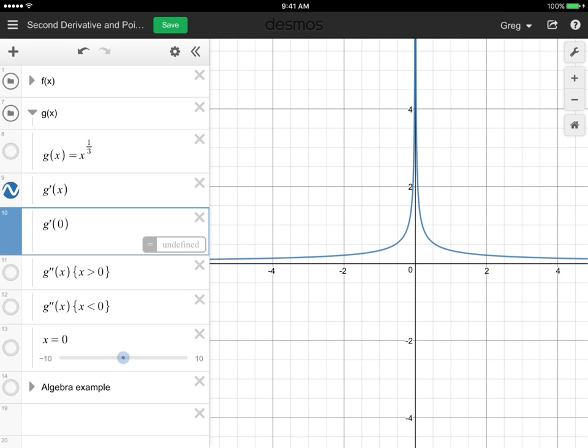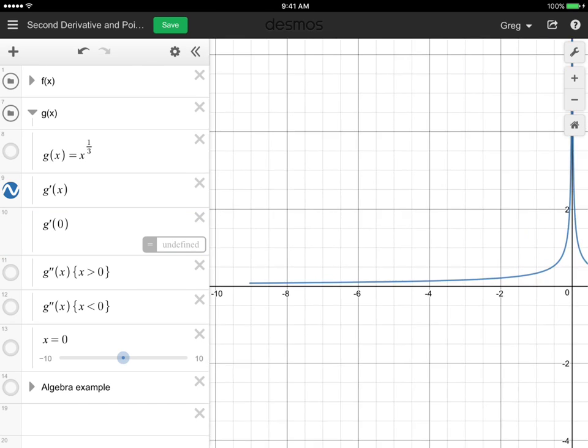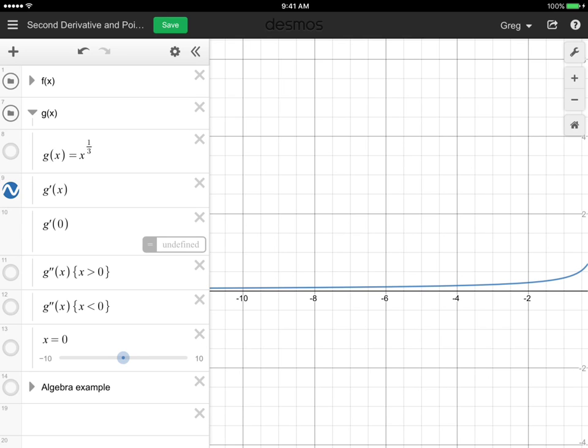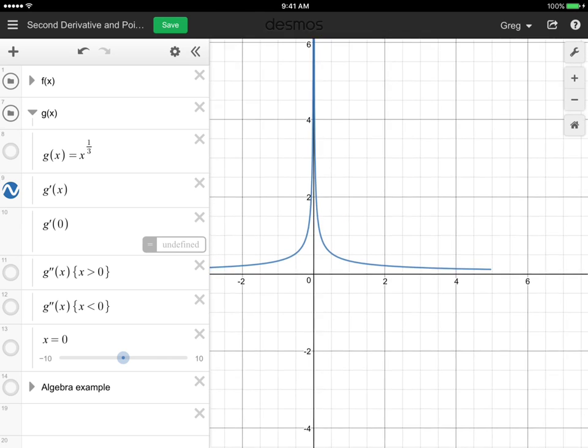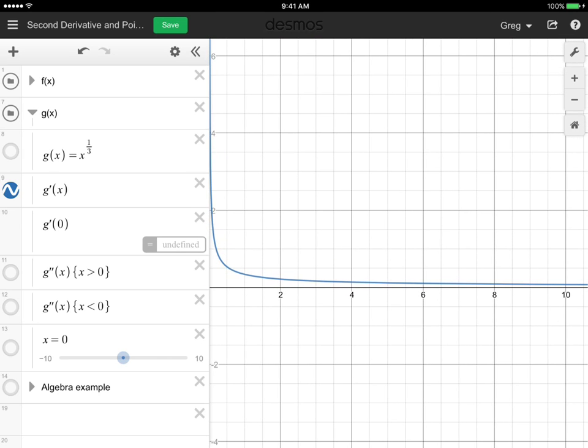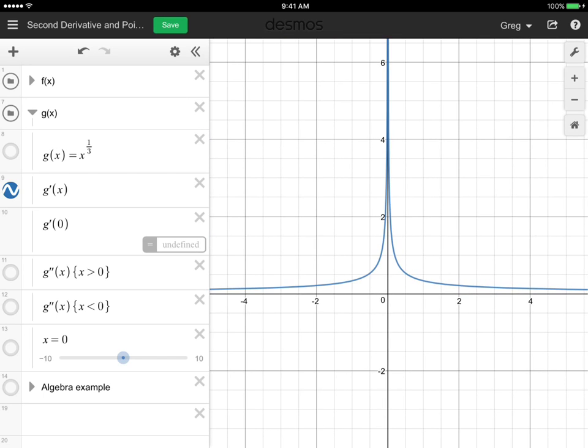Unfortunately, we can't use the first derivative test because we can see the values on this side of 0 are all positive, and the values on this side of 0 are also all positive. So we've identified a critical point, but we haven't seen a sign change. So then we could go ahead and look at our second derivative.